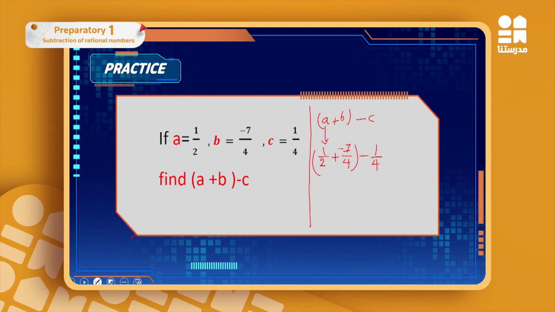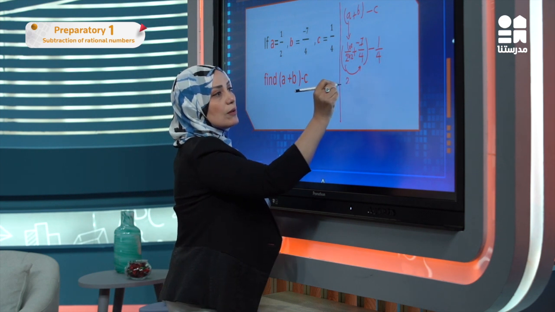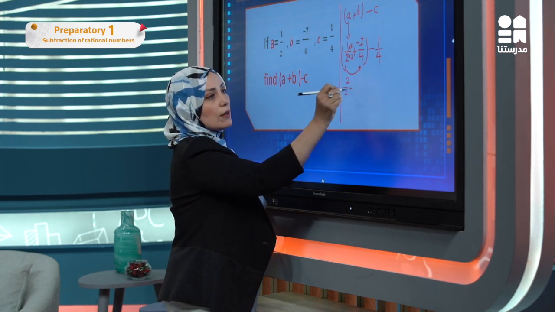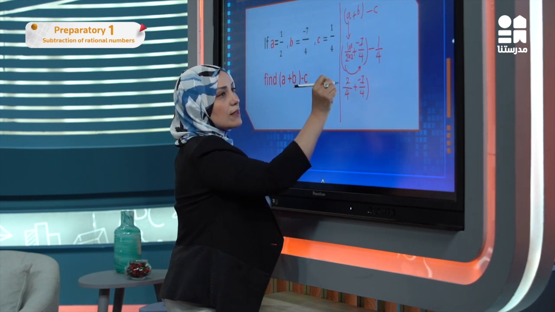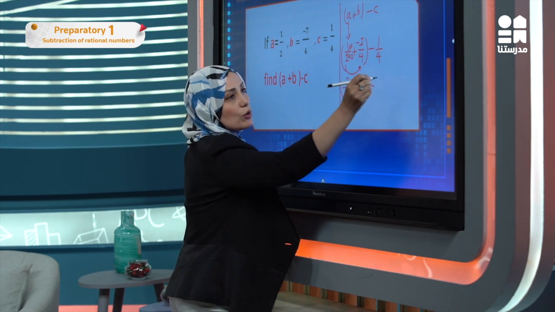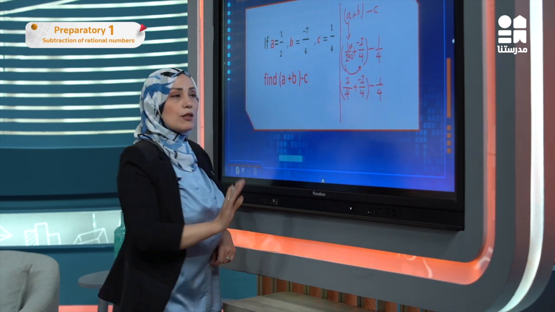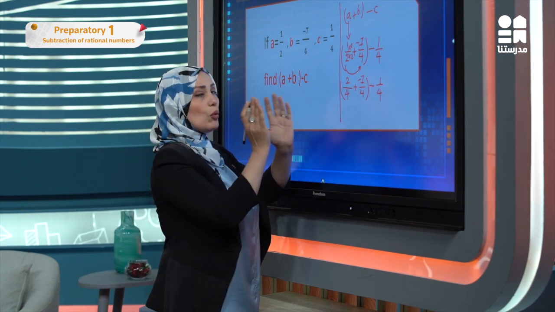لازم نبدأ بالأقواس هنا. Which case do we have? Same denominator. أنا عندي 2 وعندي 4. طبعاً لأ. طيب, convert one to the other. Yes, we can convert this 2 to be 4 times 2 up and down. Both numerator and denominator. So 1 times 2, which is 2. And 2 times 2 is 4 plus negative 7 over 4. And as you can see, we didn't do anything for this one, which is out. اللي بره ده ما عملناش له اي حاجه, احنا بنشتغل بس على اللي جوه البراكتس.